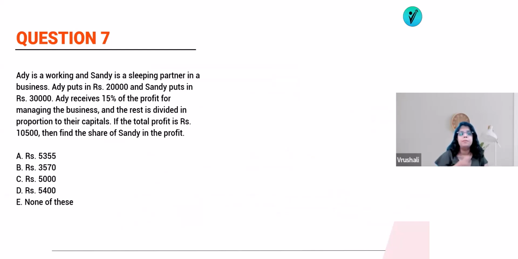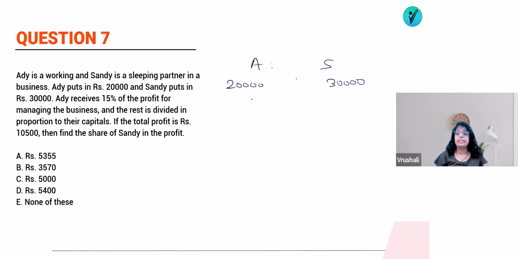Question number 7 is here. Addy is a working partner and Sandy is a sleeping partner in a business. Addy puts in 20,000 and Sandy puts in 30,000. Addy receives 50% of the profit for managing the business and the rest is divided in the proportion of their capital. If the total profit is rupees 10,500, find out the share of Sandy.